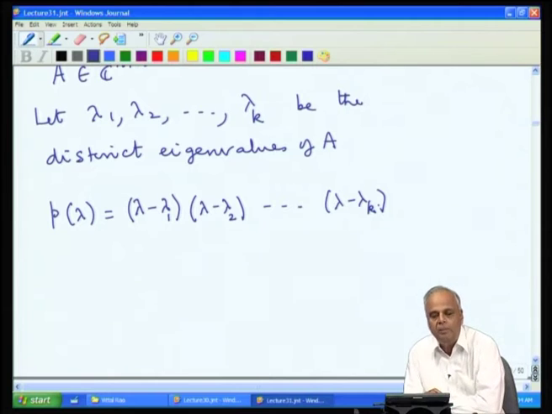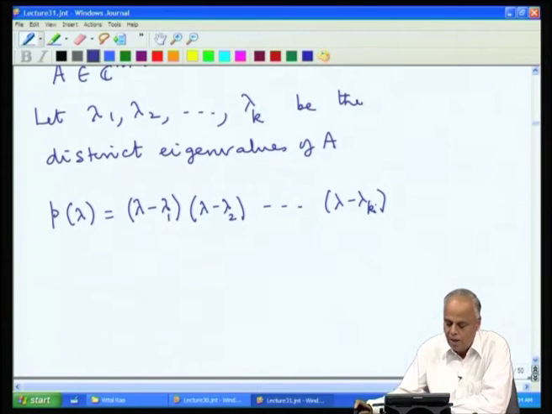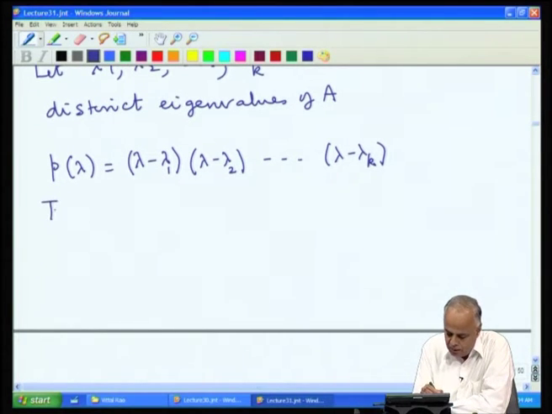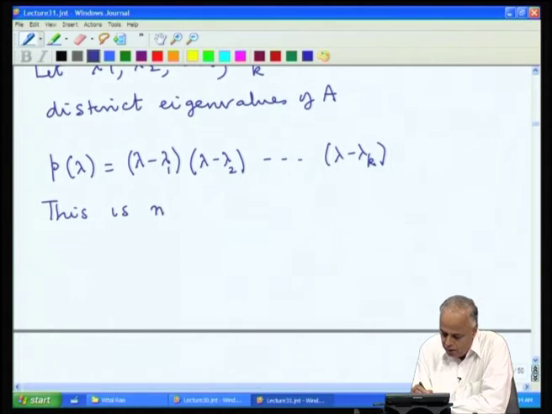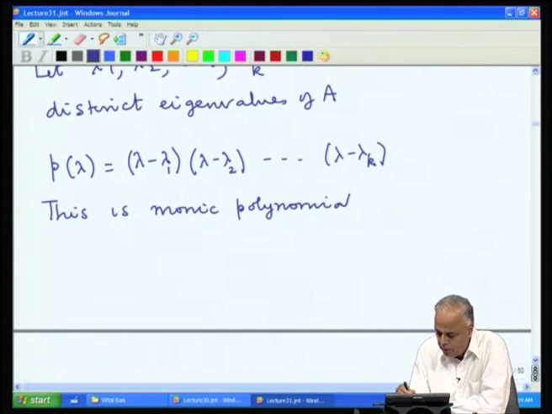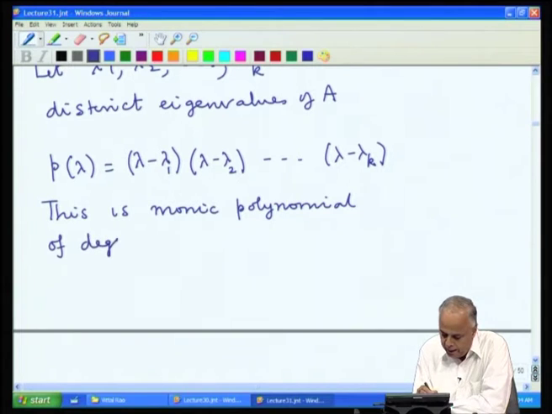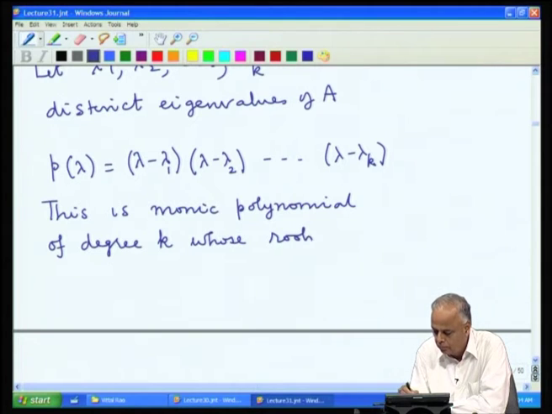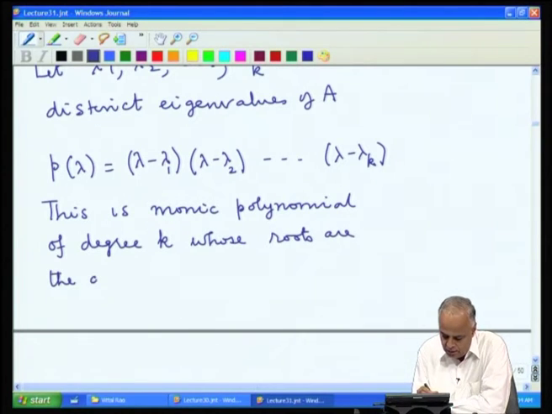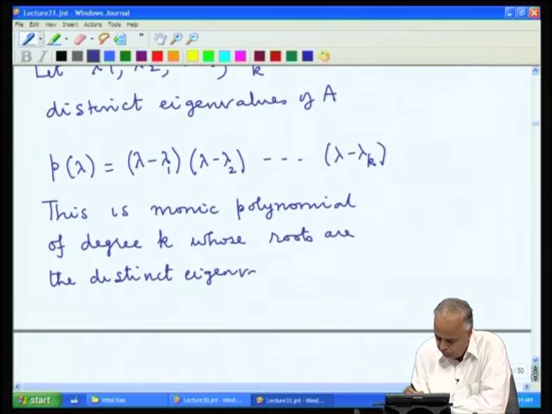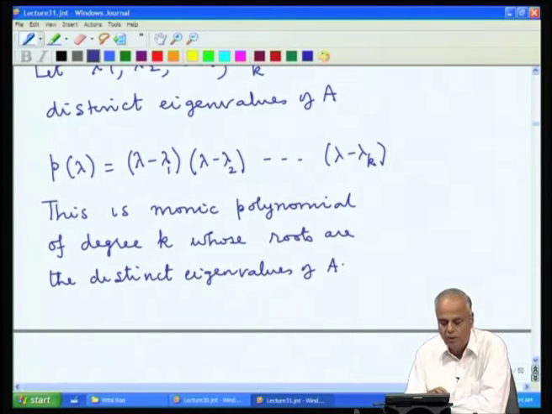So, this is a polynomial of degree k whose roots are lambda 1, lambda 2, ..., lambda k. This is a monic polynomial because the highest power has coefficient 1. It is a monic polynomial of degree k because there are k factors, whose roots are the distinct eigenvalues of A. Lambda 1 is a root, lambda 2 is a root, lambda k is a root.